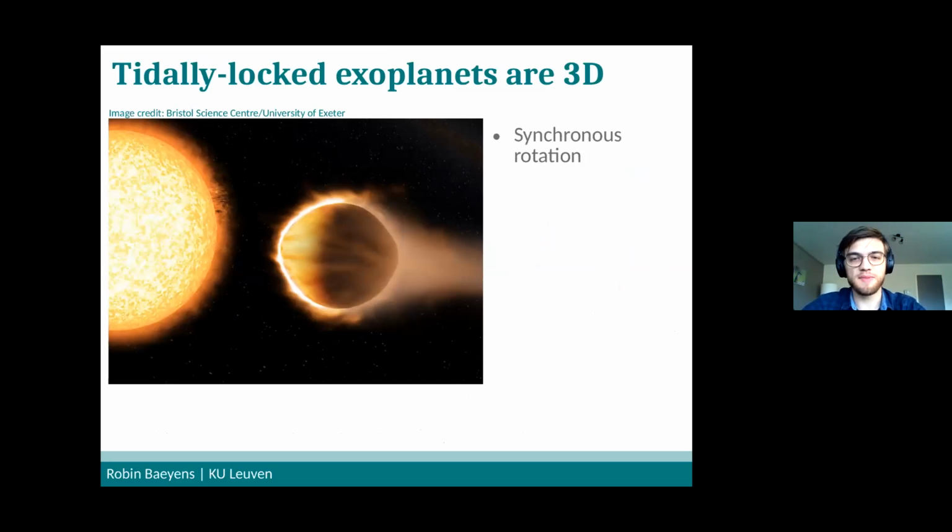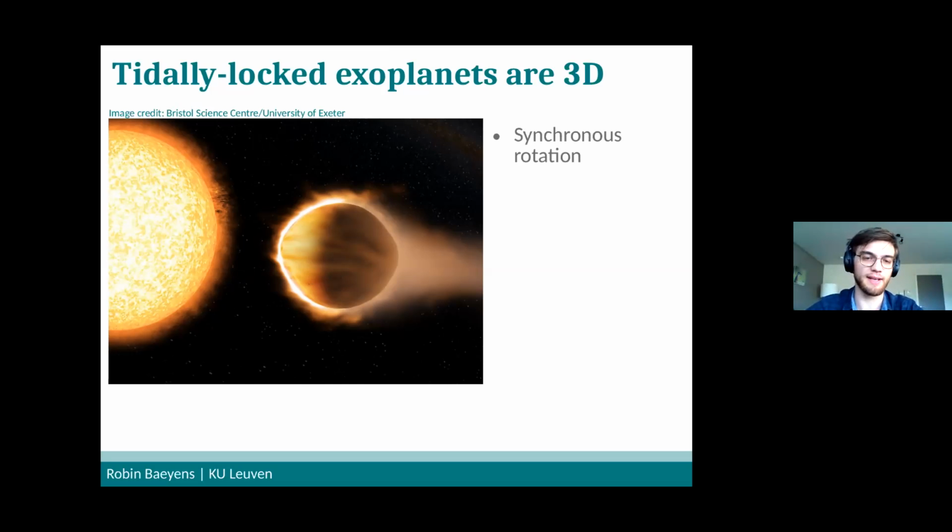Then there's another obstacle, now more on the modeling side, because of course, if we eventually have this nice new telescope, we also need models that are good enough and accurate enough to explain the data. And for the modeling, which is what I'm working on, there's an obstacle that tidally-locked exoplanets are three-dimensional. What do I mean by this? They can usually be assumed to be synchronously rotating. So the rotation period is equal to the orbital period because they are so close to their star. And that means that the same point is turned towards the star the whole time. So they have a permanent day side and a permanent night side.